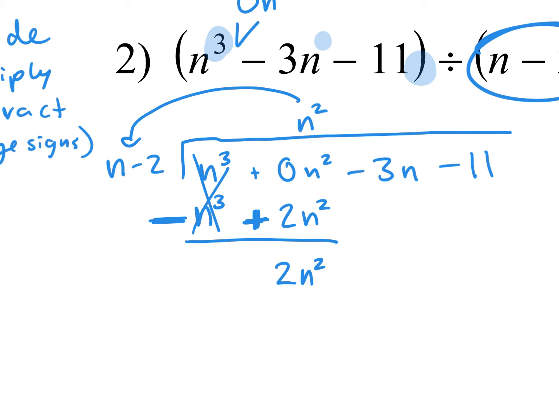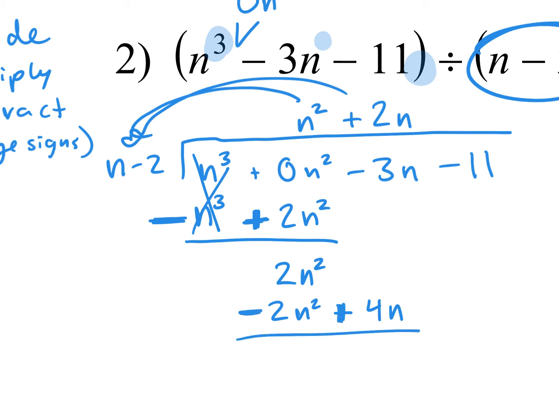So if I have 2n to the second power and I take away an n, what am I left with? 2n. After I divide, I multiply. So this gives me 2n squared. And what's 2n times negative 2? Negative 4n. Then what do I do next? Change a sign, and combine.